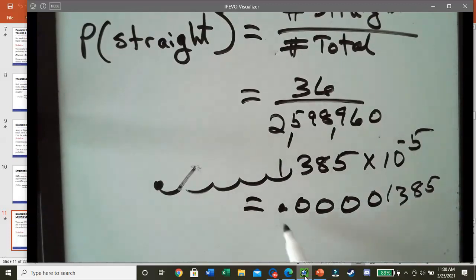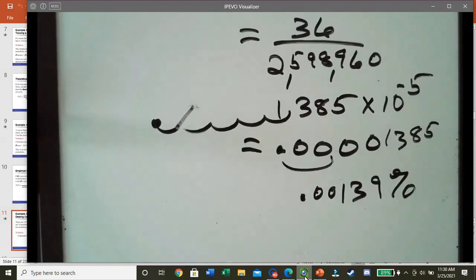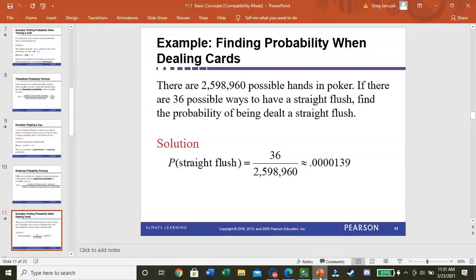So as a percentage, you move that 2 places to the right, 0.00139%. So the probability is pretty slim of getting it straight. The chances of getting it straight are pretty slim. And a squiggly looking equal sign means approximately equal to, because it was rounded off. Any questions with that?